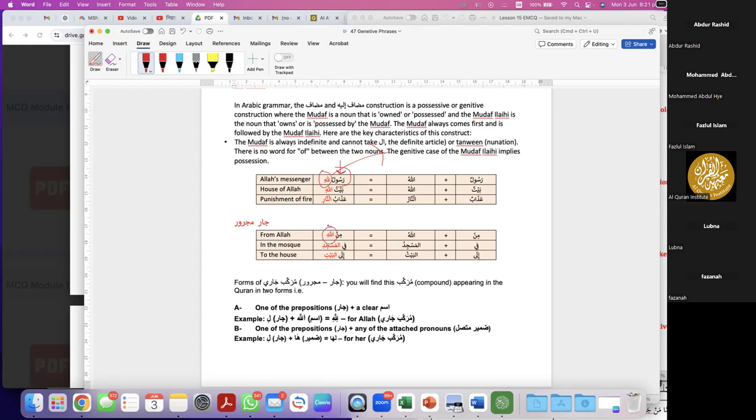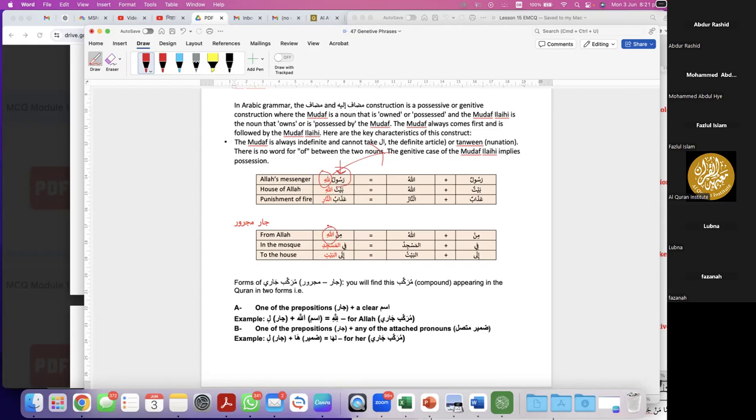Because of the jar, min, harf jar. If there is a harf, and after that an ism comes, that will be, without any exception, in kasr. If min comes, bi comes, fi comes, anything. Fillahi. Billahi. Not billahu. No, never.